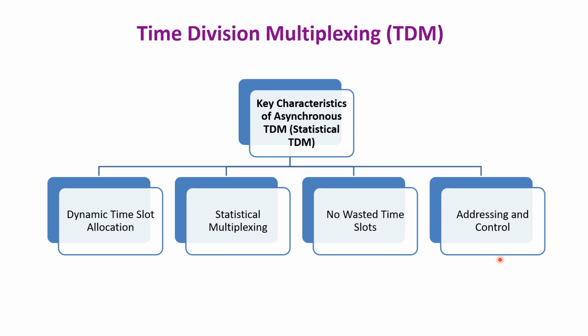Addressing and control. Each time slot includes information that identifies which signal or user the data belongs to. This helps the receiver know who the data is from. Multiple signals can share the same channel without confusion.